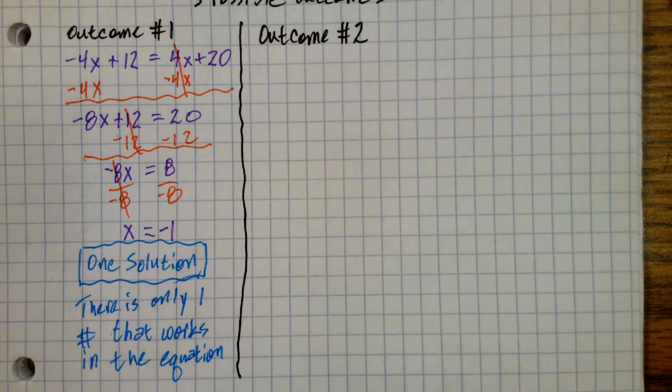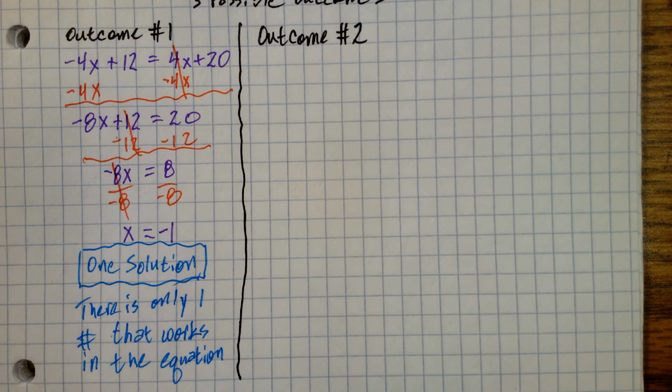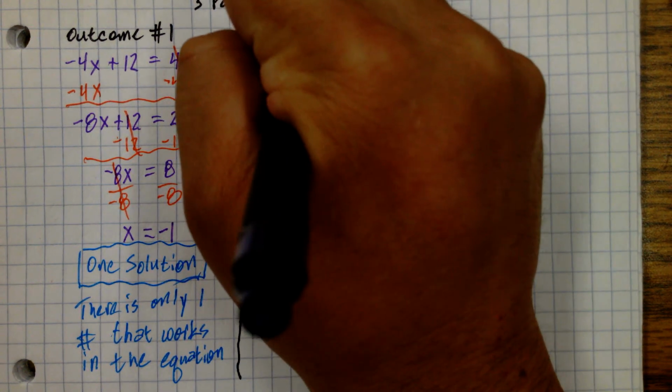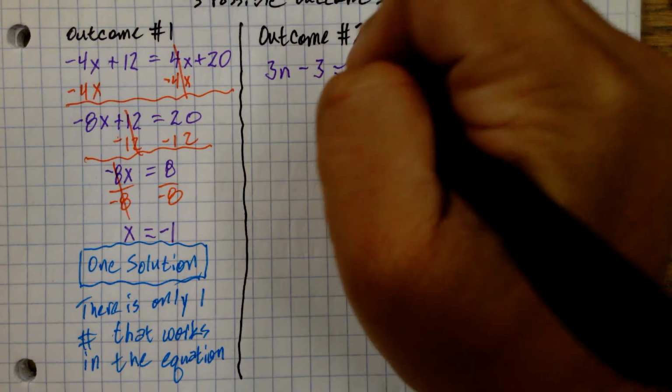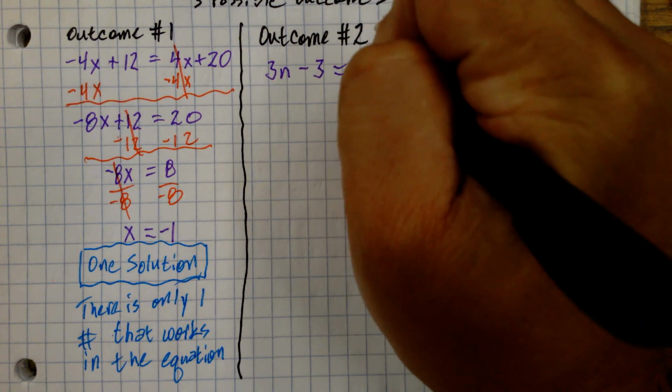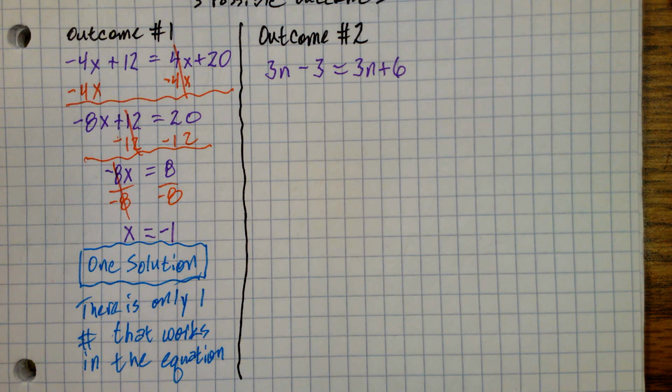Outcome number 2. Okay. So for outcome number 2, we'll explore another equation. 3n minus 3 equals 3n plus 6. Okay. We're going to solve this equation now. So go ahead and write that down. And let's go ahead and solve it.